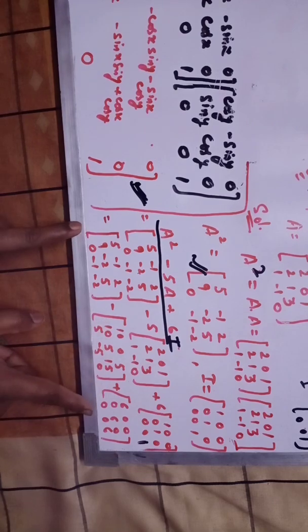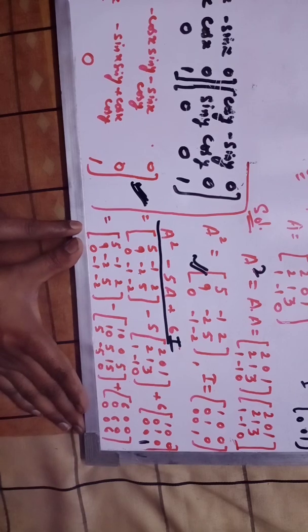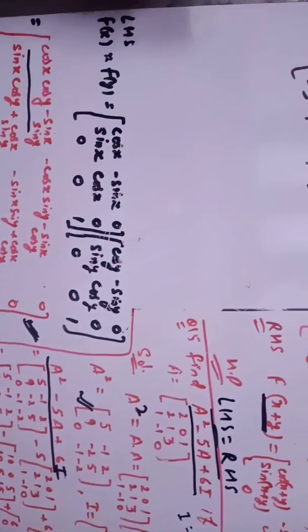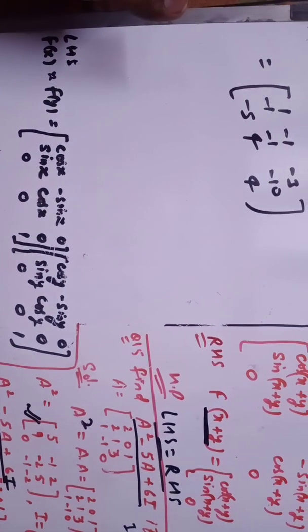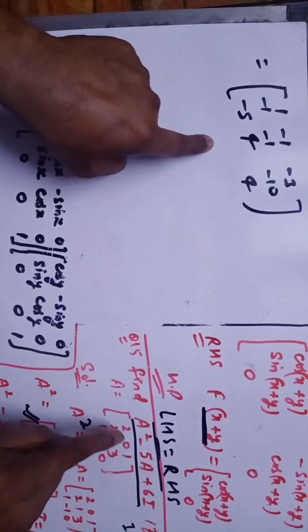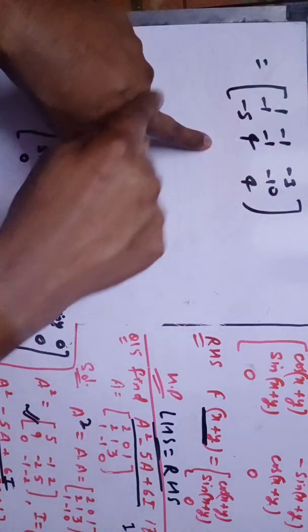Yes. After solving this, you just have to add or subtract. After solving this, you will find this final matrix. Yes, here it is. This is the answer of A square minus 5A plus 6I. So this is your final answer.